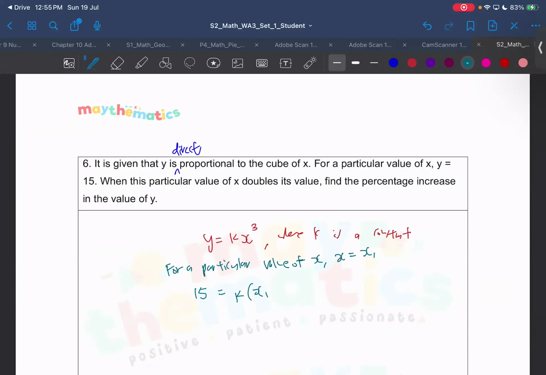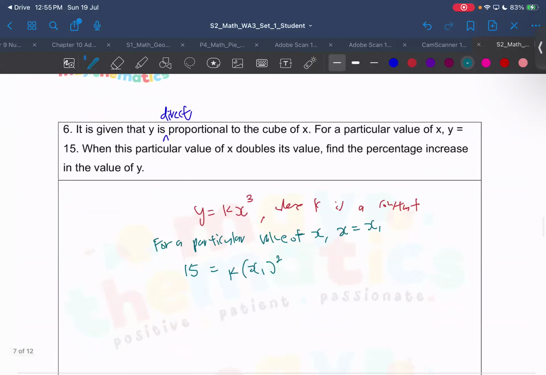So that's why I write it. Because usually, remember, the question will give you what? The values of x and y. So you can take this as a value of x. So x1 is just a random value. So this will be my equation. Sorry, it's cube, not squared.